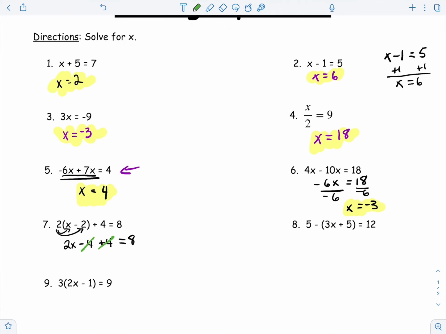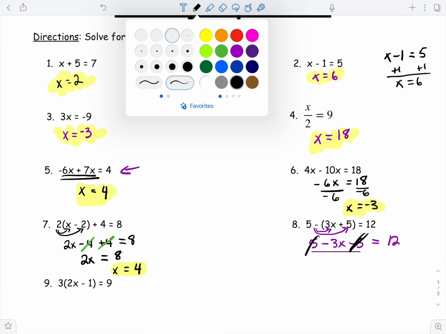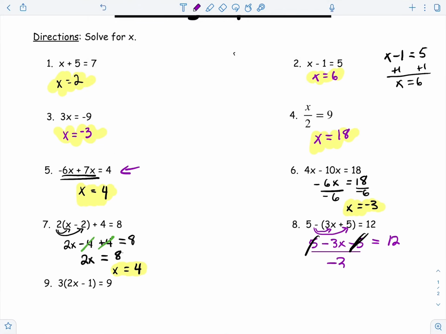Well, we do have some like terms here. 5 minus 5 is 0, so we cancel that out, and we're left with negative 3x equals 12. So the question is, negative 3 times what gives us 12? X equals negative 4. Very good.